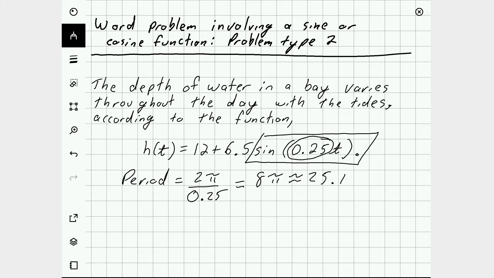The frequency is simply the reciprocal of the period. So since we calculated that the period is 25.1, the frequency is 1 over 25.1, somewhere in the ballpark of 0.0398.